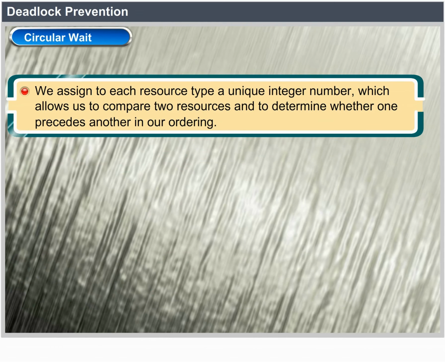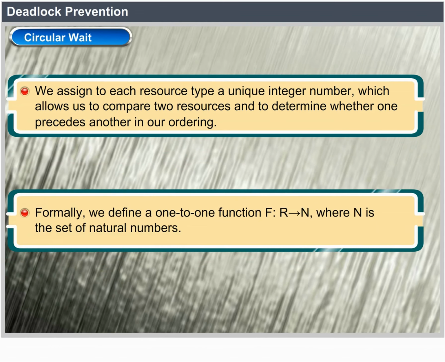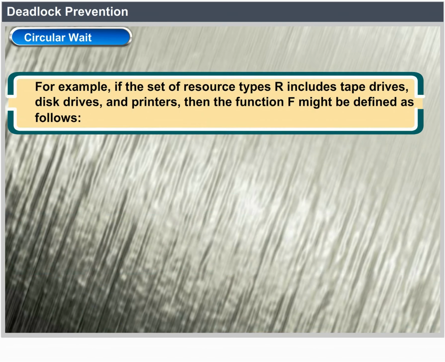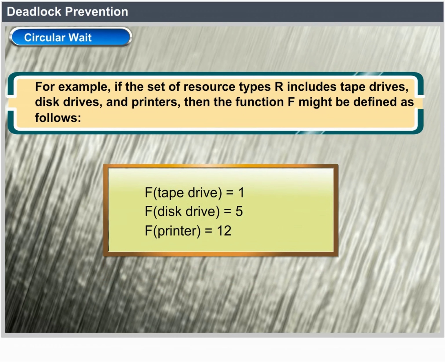Formally, we define a one-to-one function f: R → N, where N is the set of natural numbers. For example, if the set of resource types R includes tape drives, disk drives, and printers, then the function f might be defined as follows. f(tape drive) = 1, f(disk drive) = 5, f(printer) = 12.